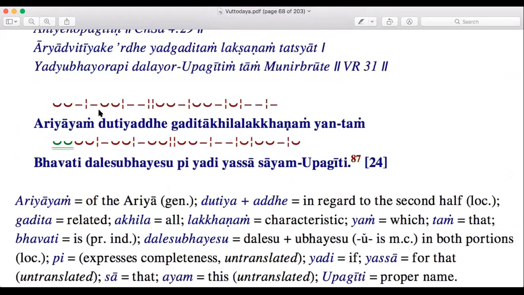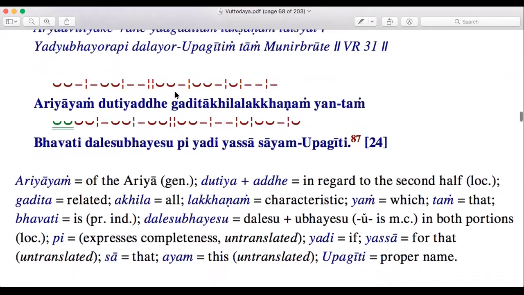Ariyayang dutiyadhe. Ariyayang, in the Arya verse. Dutiyadhe, second. Adha means half. Second half. In the second half of the Arya verse, gadita kila lakhanang yantang. Gadita, which is told, akila, all, lakhanang, characteristic, yantang, the characteristic which is told or mentioned. Bhavati dalesu ubhayesu pi. Dala means portion or half, ubhayesu, in both. In both portions, so in both halves.